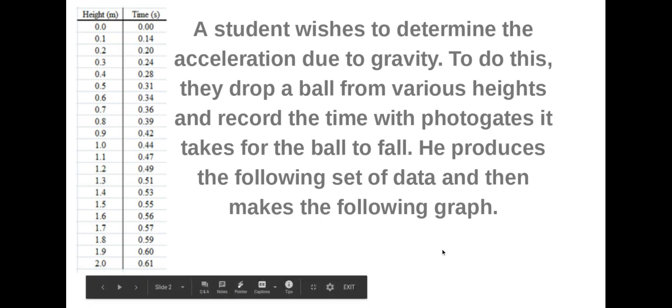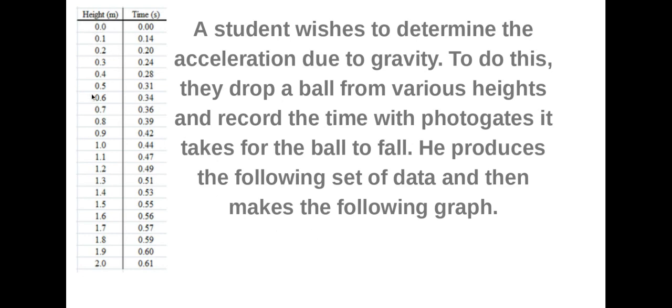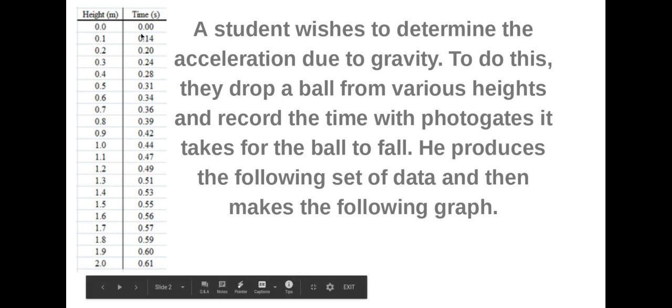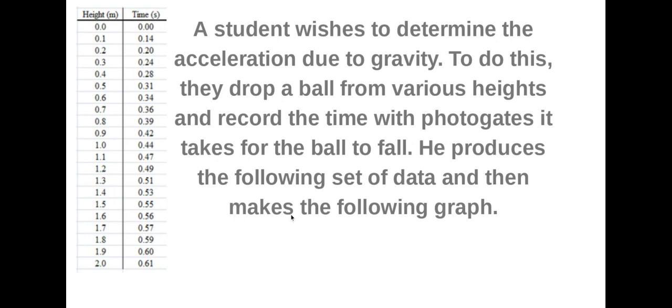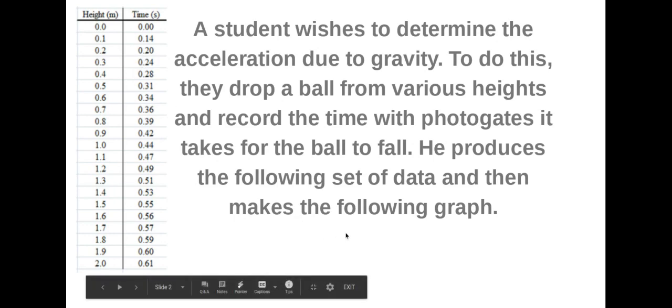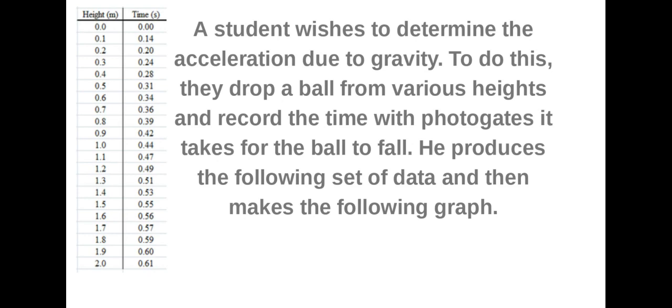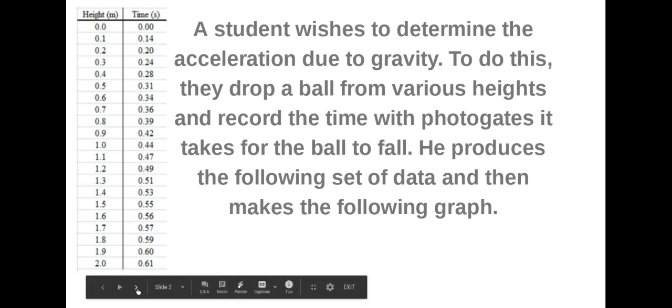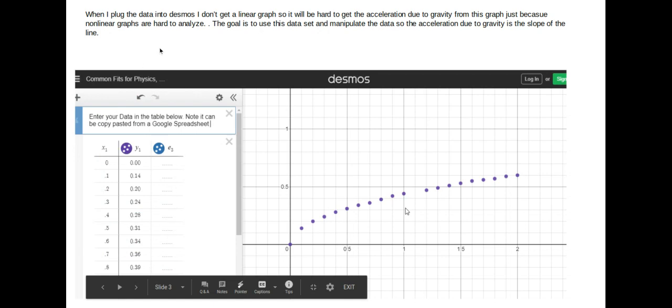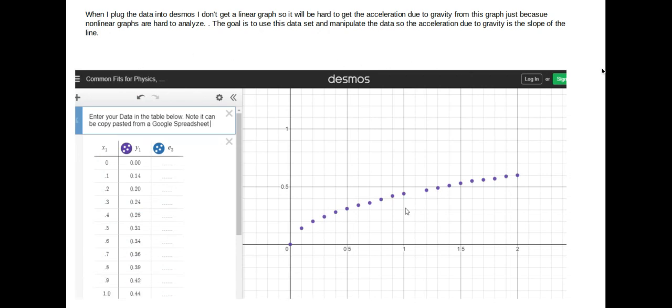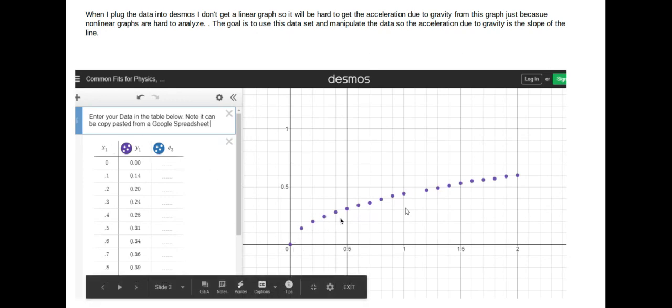What the student did is they took a ball and dropped it from various heights. They listed the heights they dropped it from, and they recorded how long it took for the ball to hit the ground. Now the problem is they need to make sense of this data. The first thing I did is go to Desmos, which you will learn to be comfortable with as well, and I plugged in the data and got this graph.